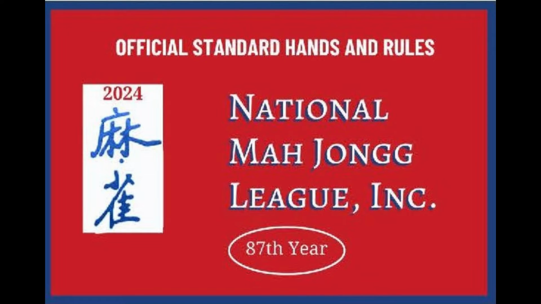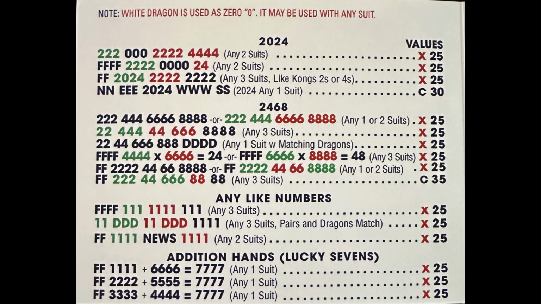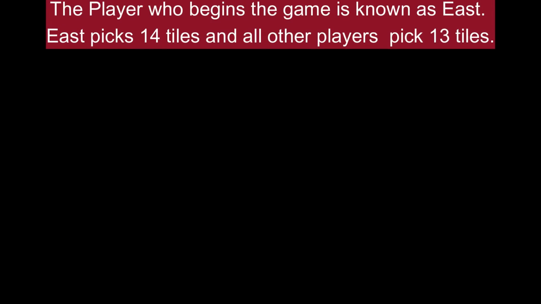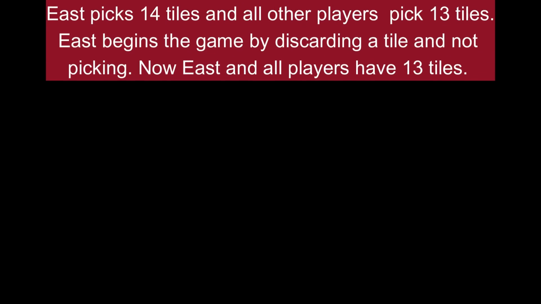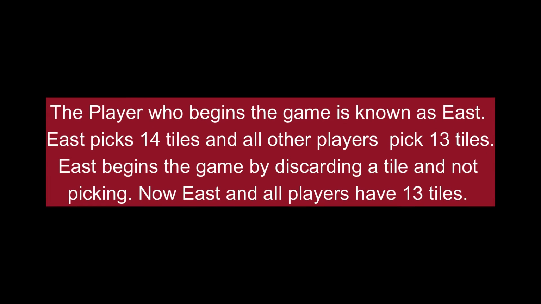In American Mahjong, the objective is to complete one of the hands on the National Mahjong League card following the variations allowed. At the beginning of the game, the starting player, East, picks 14 tiles while all others pick 13. This gives East the advantage of one extra tile, but they even out to 13 after their initial discard. You will see and hear more about this in the next episode.